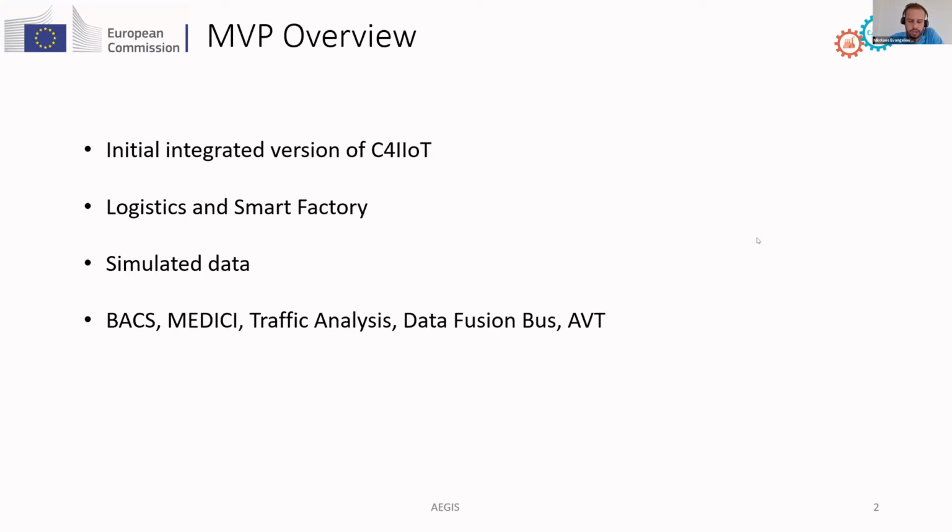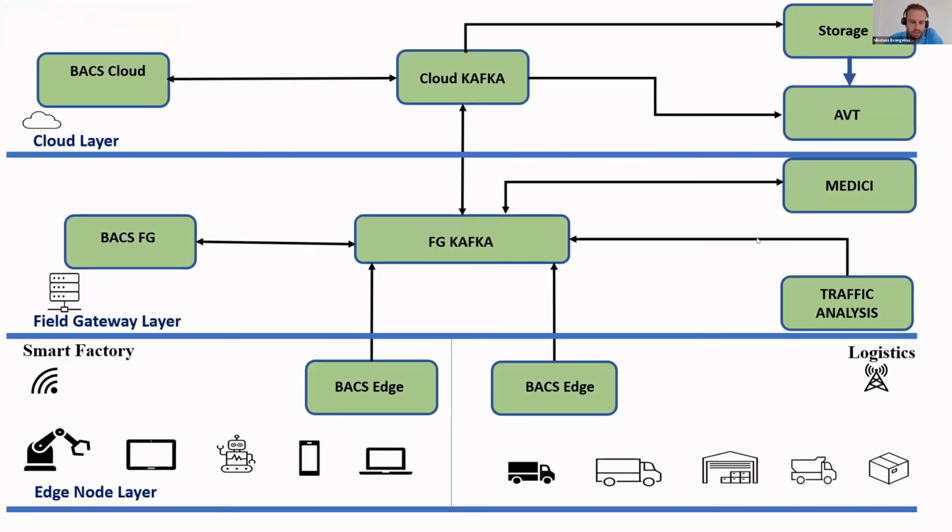To cope with the situation without affecting the development process, we decided to simulate the real environment with synthetic data. The components of the MVP architecture, as you can see here, BACS, MEDICI, traffic analysis, data fusion bus, and AVT will be further presented and analyzed in the following slides. So, this is a high-level overview and the components within each one of the three layers of our system: the edge layer, the field gateway layer, and the cloud layer.